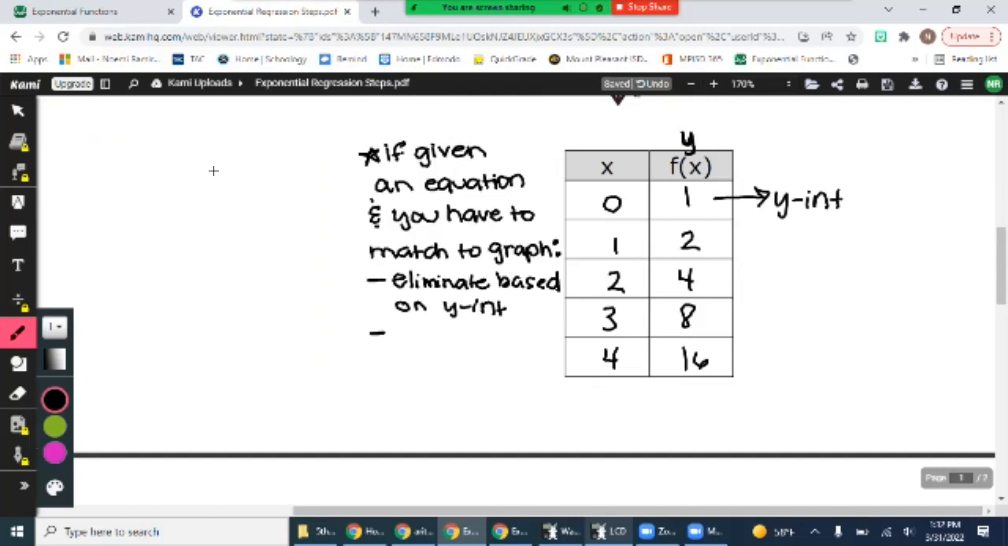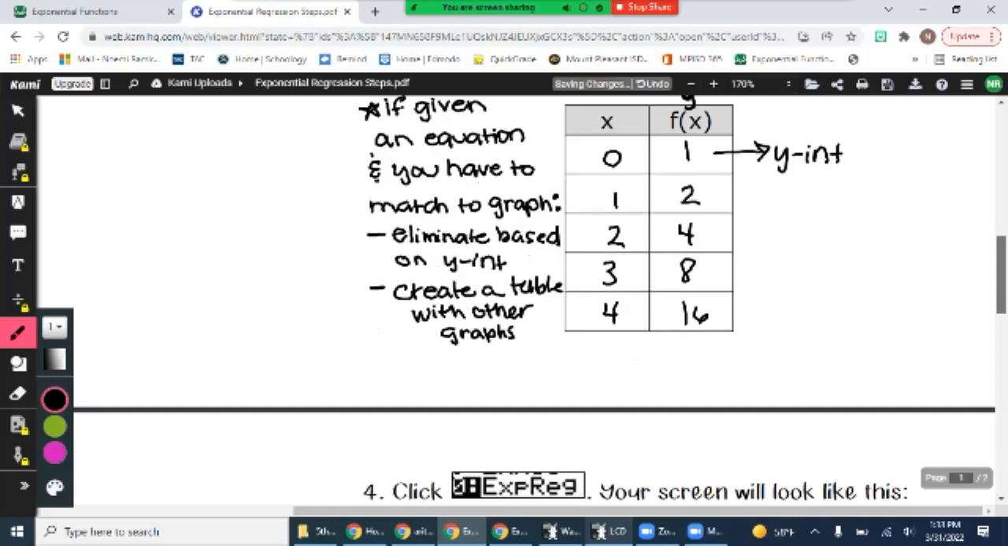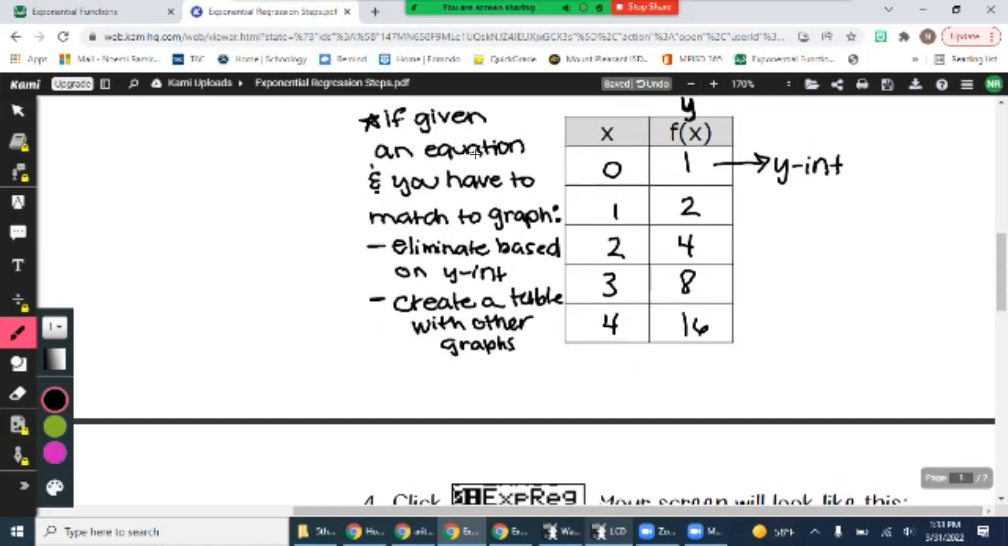After you're done with that, create a table with the other graphs. And we're writing this down because you might actually have to do this on your test review. You're going to create a table with the other 2 graphs, because more than likely you're going to be able to eliminate 2. And then put the equation in y equals and compare tables.